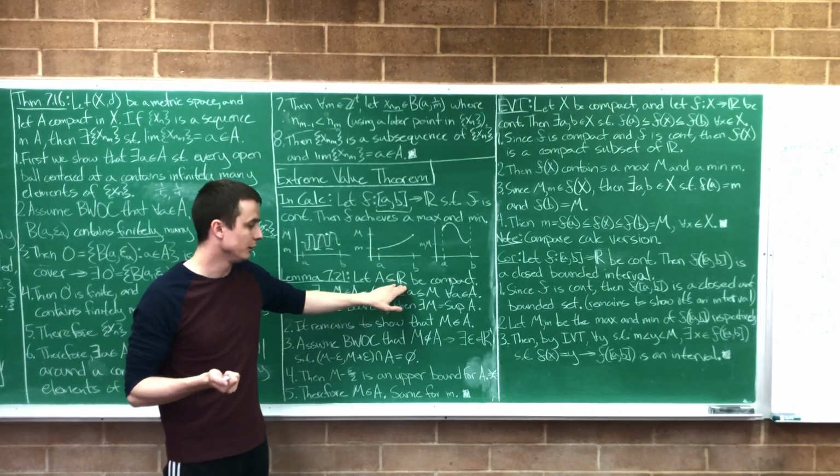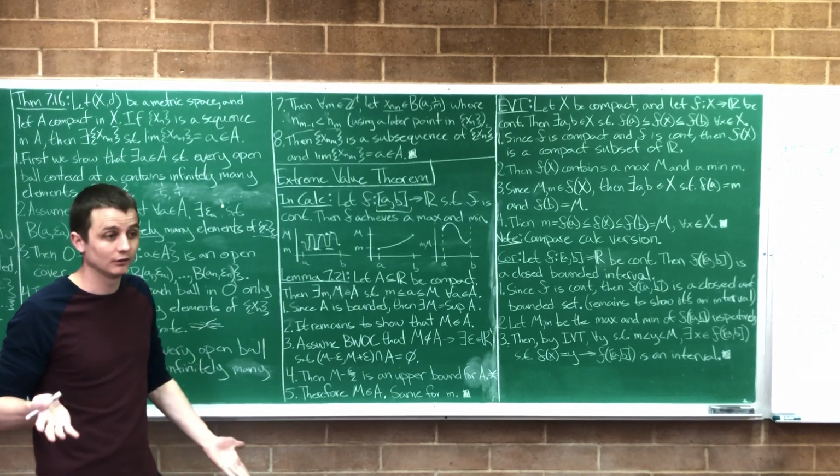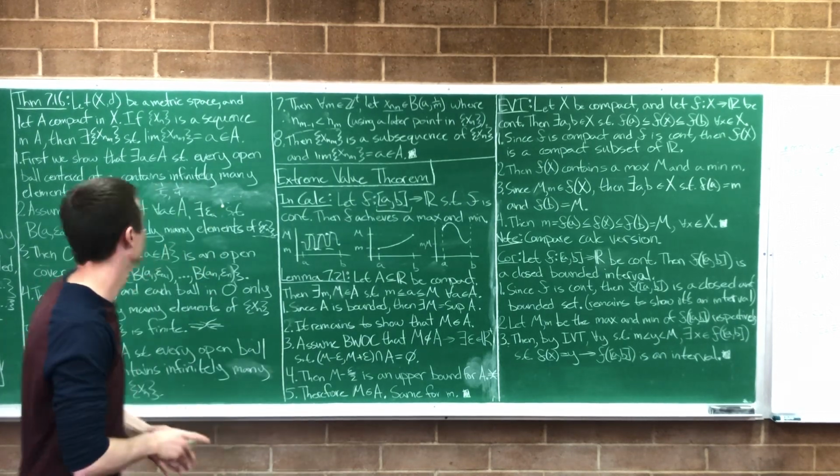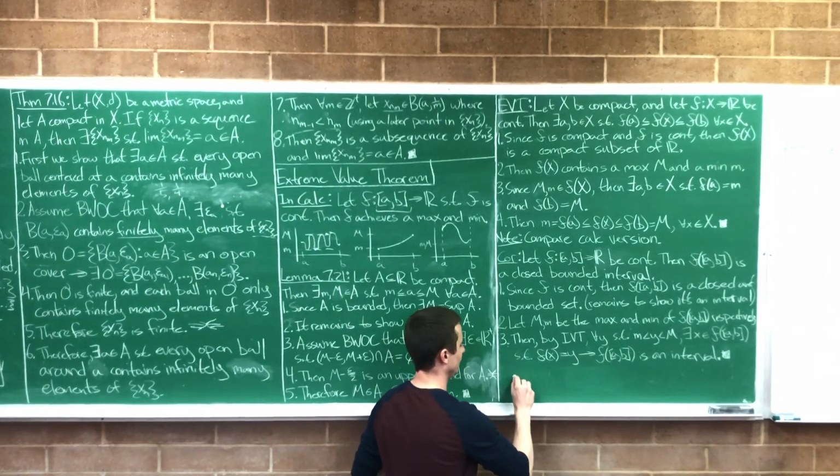Now hopefully this already appeals to our intuition. We already know if it's a compact subset of R, then what does it look like? It's closed and bounded. Yep. So it has to look like unions of these things.